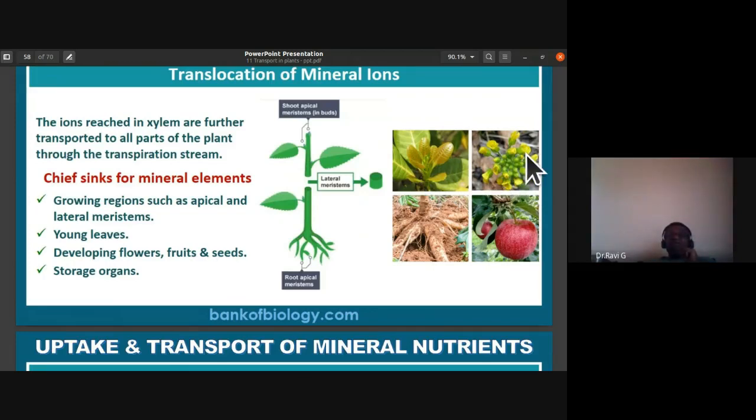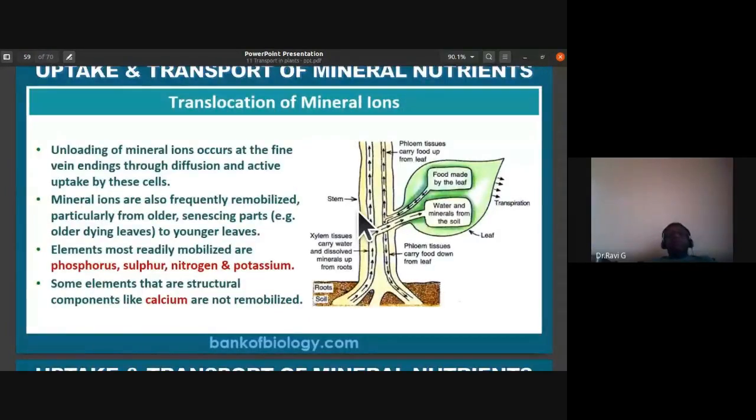So the developing flowers, fruits, and seeds require mineral elements, and storage organs also require mineral elements. So these are all the sink regions of utilization for mineral elements. The translocation of mineral ions is by transpirational pull. You already know that. Unloading of mineral ions occurs at the fine vein endings.